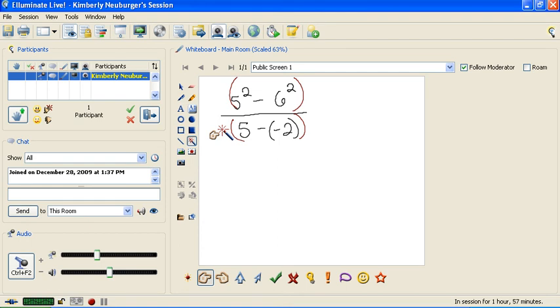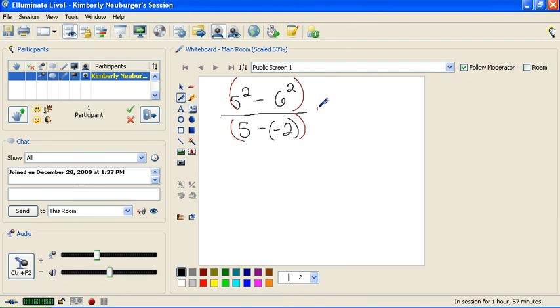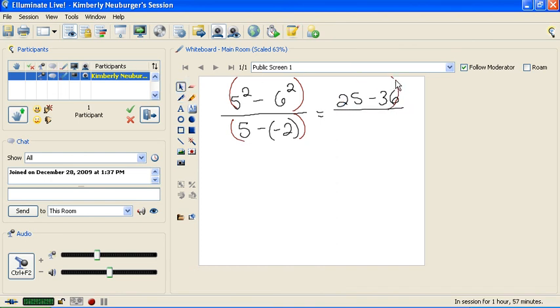Now what we're going to do is first start up here, and inside this parentheses we have some exponents to do. We have a 5 squared and we have a 6 squared. So let's go ahead and do that. 5 squared is 25 and 6 squared is 36. And then if we go ahead and insert the parentheses, if you would like, around the top just to remind yourself they're there, that's fine. You don't need them there.